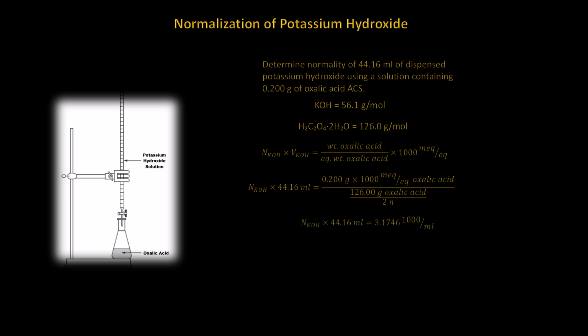The equation now becomes N_KOH multiplied by 44.16 milliliters, which equals 3.1746 grams milliequivalents per milliliter. Therefore, N_KOH is equal to 3.1746 grams milliequivalents per milliliter divided by the 44.16 milliliters, which equals 0.0791 normal potassium hydroxide.